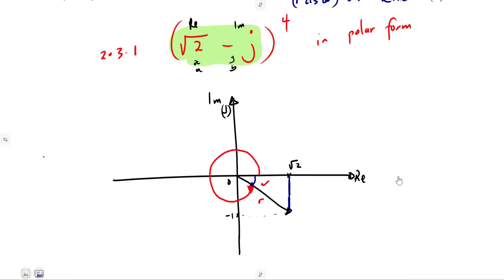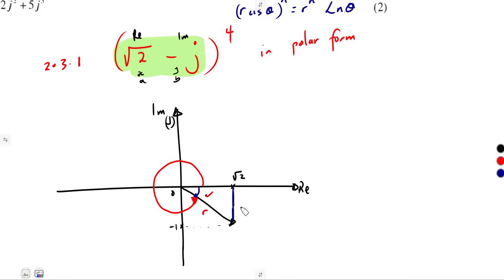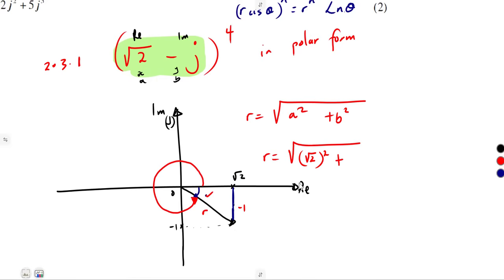All right. In order for us to find our r, remember this is -1, which is just 1 unit going down. So our modulus r is the square root of a squared plus b squared, or x squared plus y squared. So that's our a, square root of 2. So we've got square root of 2 squared plus the b, which is -1, or you can just write 1, or write -1 squared. So square root of 2 squared is 2, plus 1. So it is going to be square root of 3.